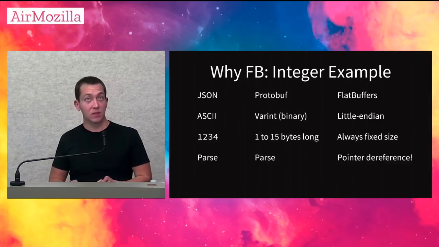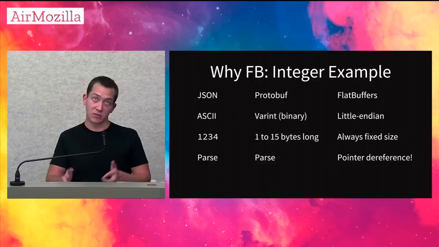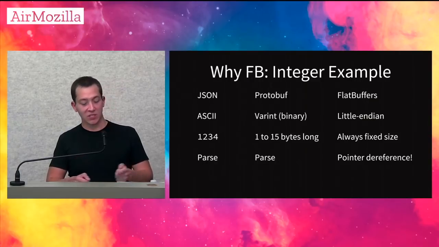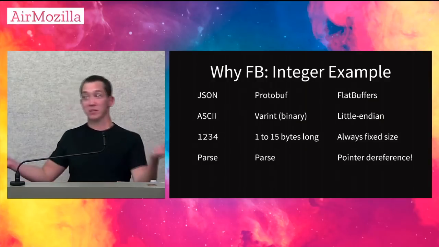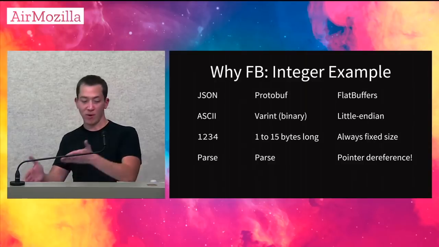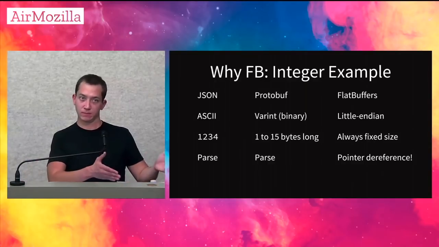Flatbuffers, in contrast, has little endian integers. They're always the fixed size, and the way you access them, let's say you've memory mapped this Flatbuffers object, is you just do a pointer dereference. That's it. It is in the wire format how it should be in the CPU.